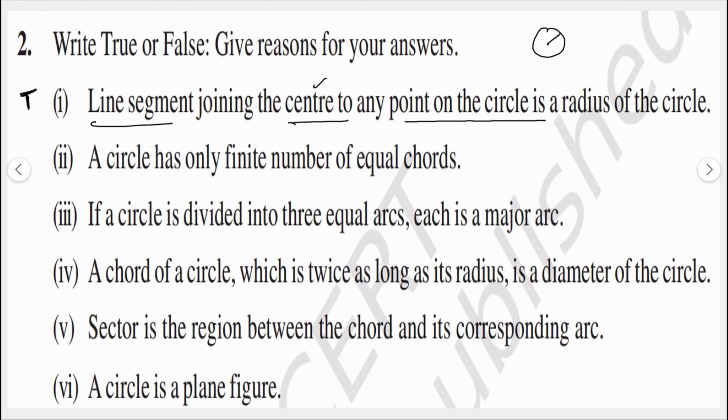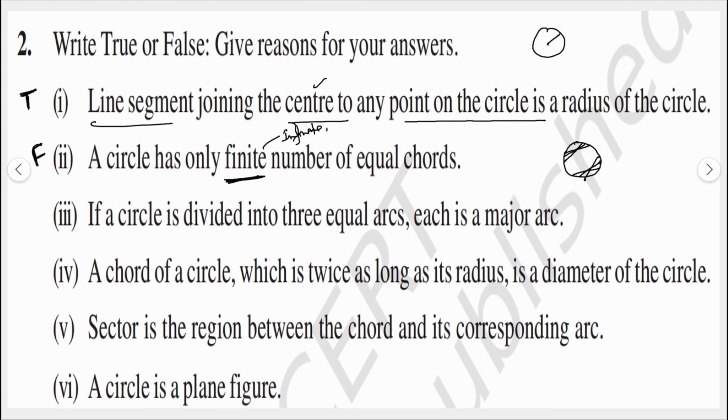Second is, a circle has only a finite number of equal chords. So this one is false, as we can draw as many equal chords as we want. If you have a circle, we can draw as many equal chords as we want to draw. Similarly, we can draw a chord of the same measurement here also, from here also, and so on. So they are not finite, they will be infinite. So this one is false since we have an infinite number of equal chords in a circle.